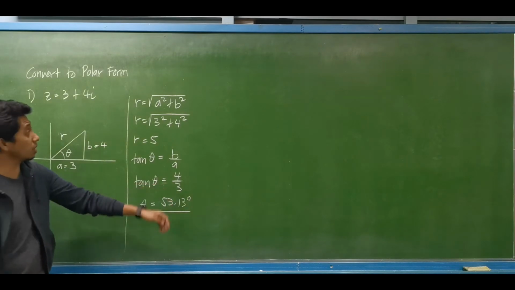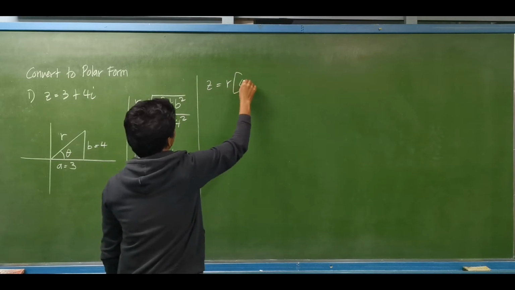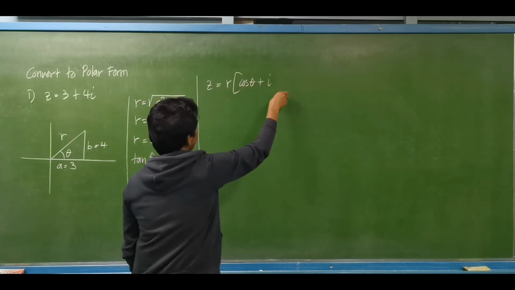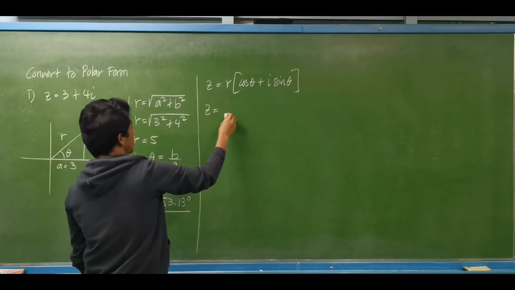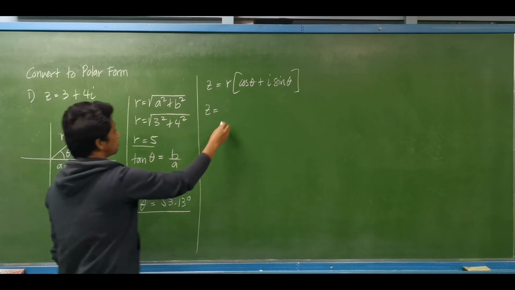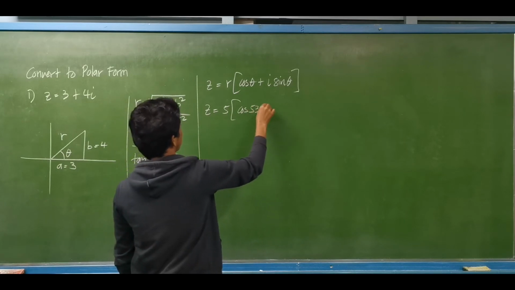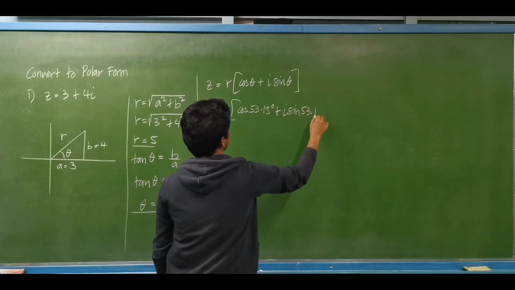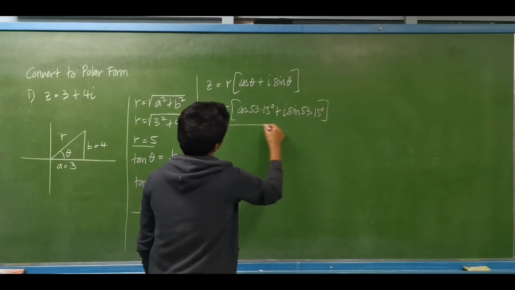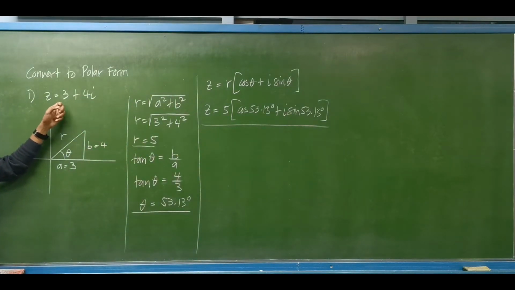So our equation for the polar form, that is z is equal to r multiplied by the cosine of theta plus i, the sine of theta. So we have the value of z is equal to r, that is 5, multiplied by the quantity cosine of 53.13 degrees plus i the sine of 53.13 degrees. So this will be the polar form of this complex number in the rectangular form. So that will be our answer.